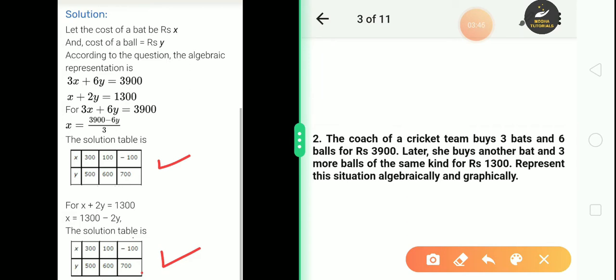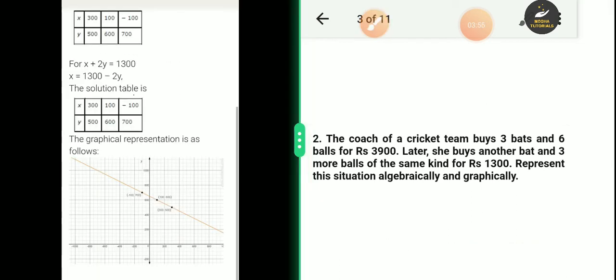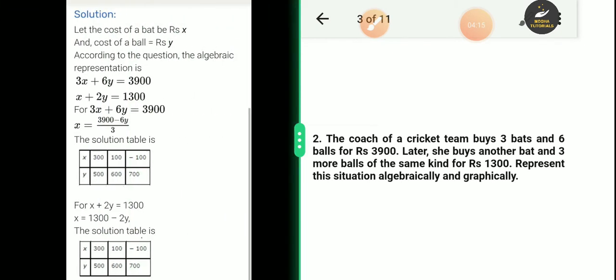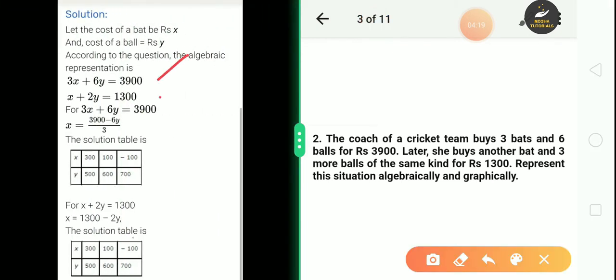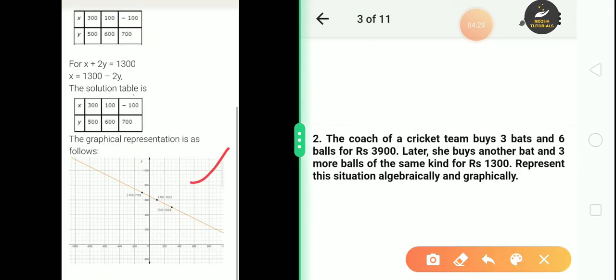Okay, so let's represent these points on the graph. First we will draw the Cartesian plane, using x and y axes with a proper scale. Then we will plot these points on the graph paper to draw a line. So in this graph you can see there is only one line, that is the same line for both these equations, because the coordinates are the same. So these equations 3x plus 6y is equal to 3900 and x plus 2y is equal to 1300 are the algebraic representations of the given equations, and this graph is the graphical representation of the given equations. So this is the solution.